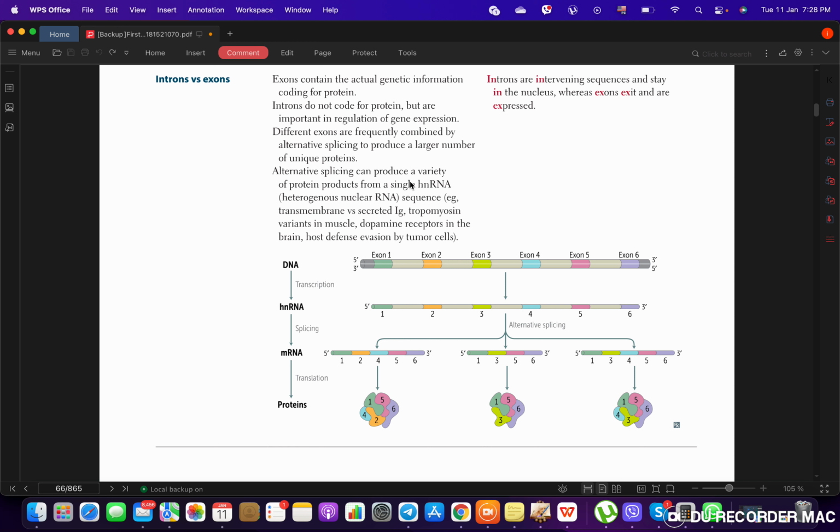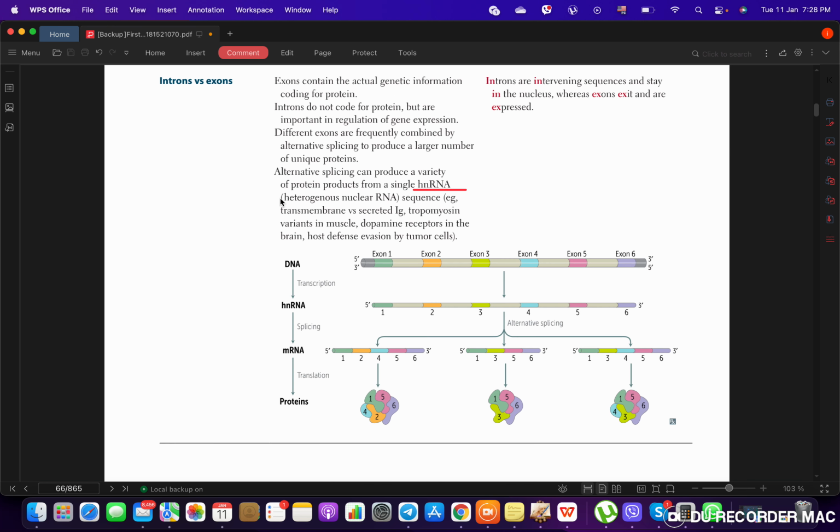Alternative splicing can produce a variety of protein products from a single heterogeneous nuclear RNA sequence. For example, it can make the transmembrane versus the secretory IgAs, or it can make the tropomyosin variant in the muscles.